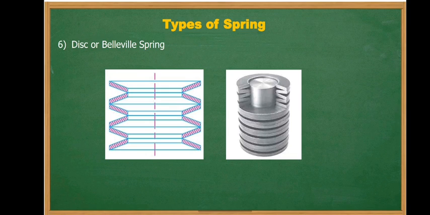Next is the disc or Belleville spring. As the name suggests, these springs consist of a number of conical discs. In the figure you can see these number of conical discs. In order to improve their load carrying capacity, they are stacked up together. Such type of springs are used where high spring rates and compact spring units are required.